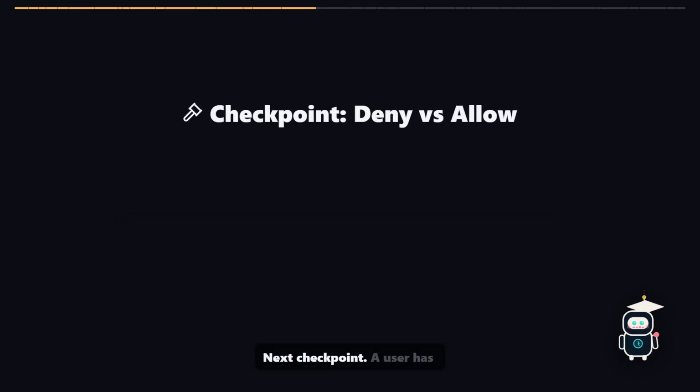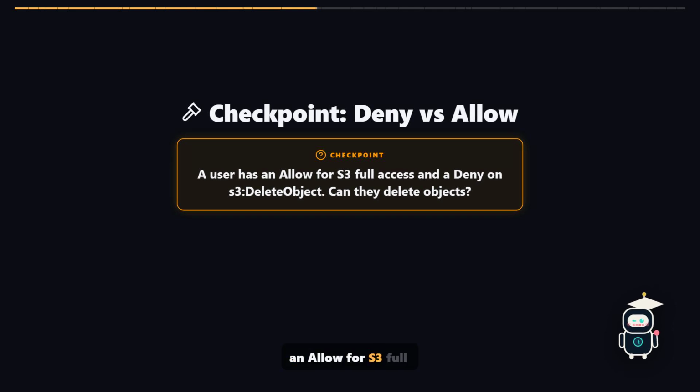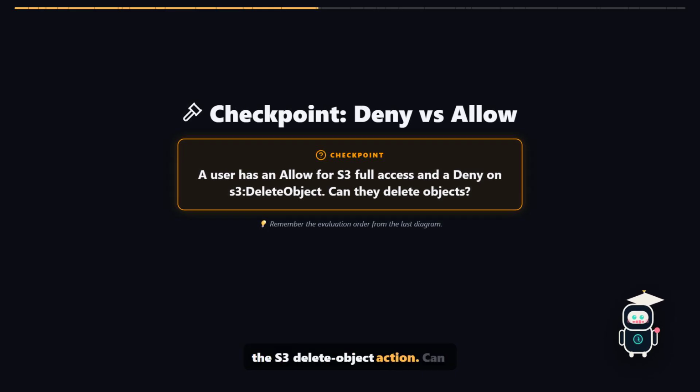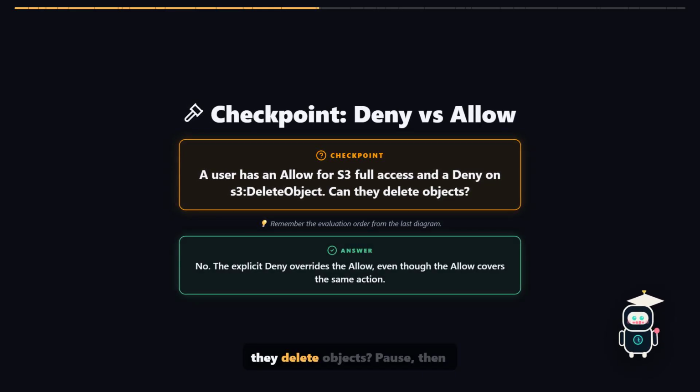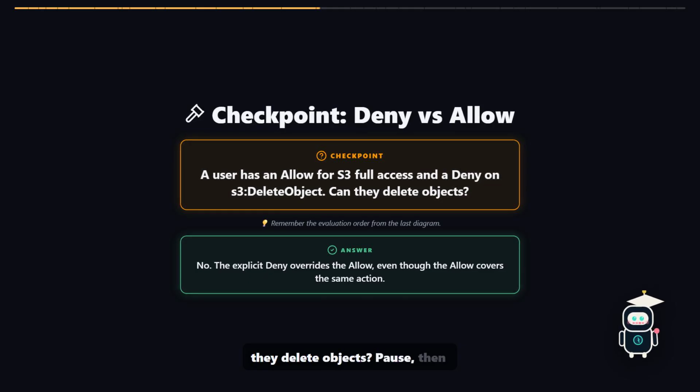Next checkpoint. A user has an allow for S3 full access and a deny on the S3 delete object action. Can they delete objects? Pause. Then I'll reveal the answer.